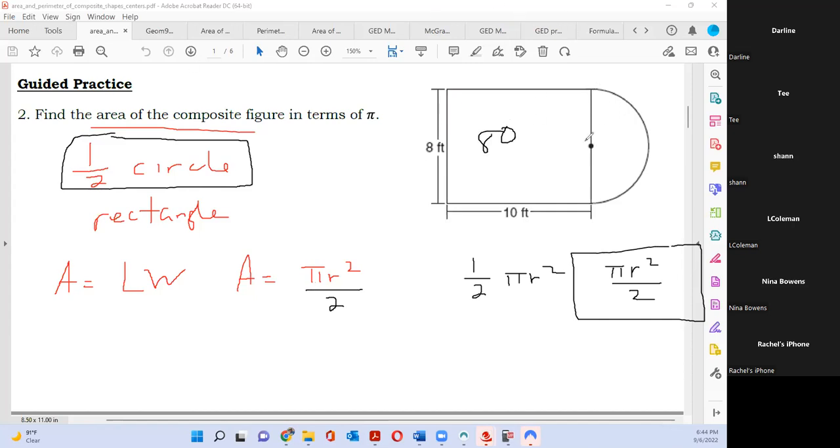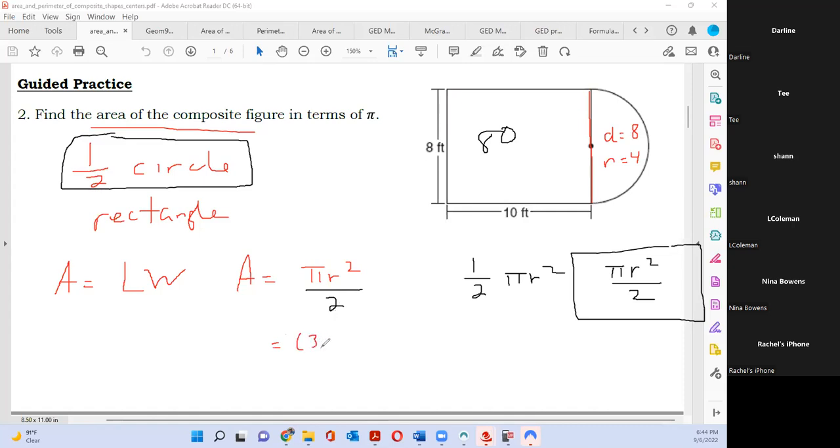What is the radius for this half a circle? 4. How did you get 4? Because the left side is full length, which is 8. When we look from one side through the center of the circle to the other side, that's the diameter. So the diameter is 8. Because we know the diameter is 8, we know the radius is 4. So then we just plug it into our formula. That's what I need you to understand. Identify your given, plug it into the formula.